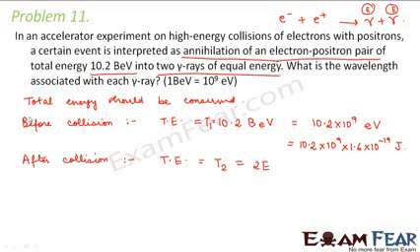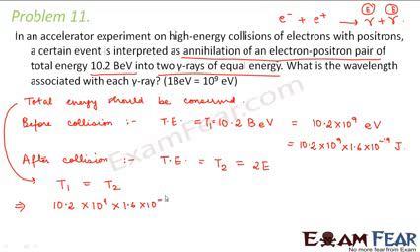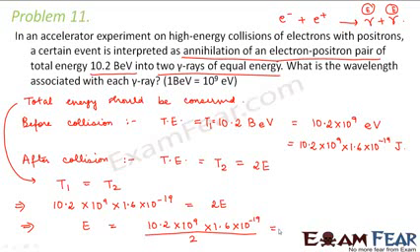Now, according to conservation of energy, T1 should be equal to T2, that is total energy before collision should be equal to total energy after collision. So 10.2 into 10 to the power 9 into 1.6 into 10 to the power minus 19 should be equal to 2E. This implies E will be equal to 10.2 into 10 to the power 9 into 1.6 into 10 to the power minus 19 divided by 2. So this E comes out to be 8.16 into 10 to the power minus 10 joules. So this would be the energy of each gamma ray.